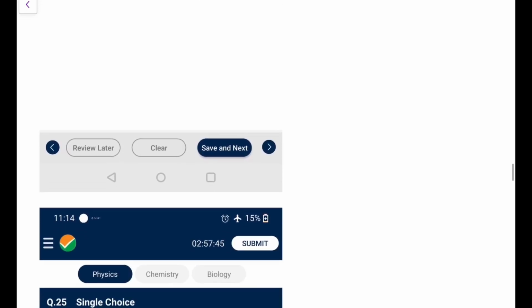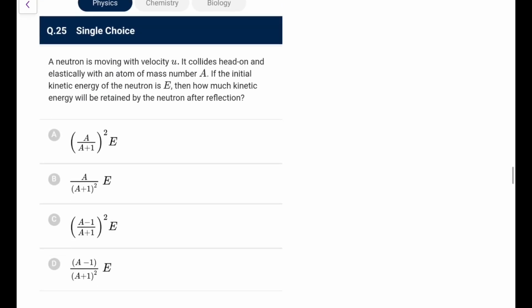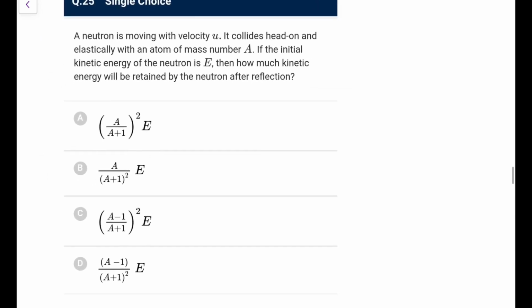No need to find moles here. You can directly write the relation for mass also. Next, a neutron moving with velocity u collides head-on and elastically with an atom of mass number A.